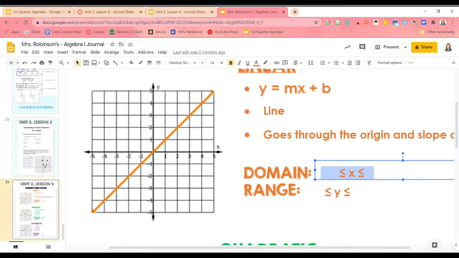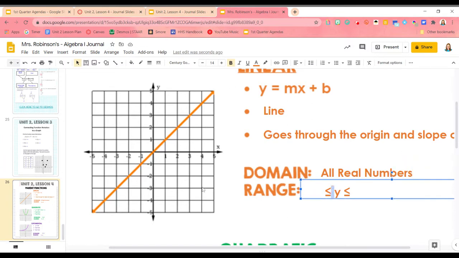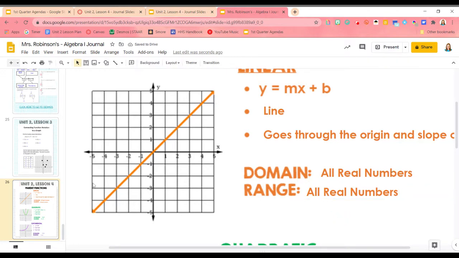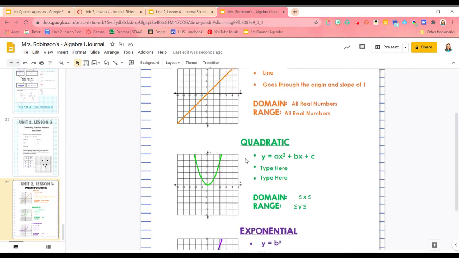So actually, I don't need any of this. I'm not going to use those symbols. I would say all real numbers. The domain is all real numbers for the parent function of a line. Well, what about the range? How far up and down? Down here, my lowest point, well, there's an arrow. It keeps going. Up here, my highest point, well, there's an arrow. It keeps going. So the range for the linear parent function is also all real numbers. Anytime you have a line with an arrow on both ends, your domain and range is going to be all real numbers every single time. So that's kind of handy to think about.